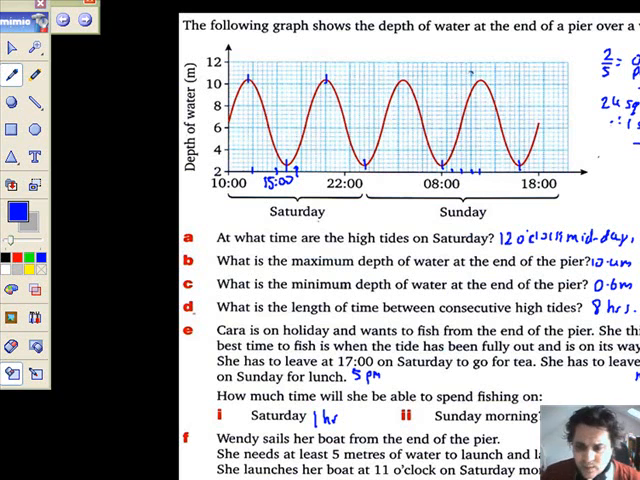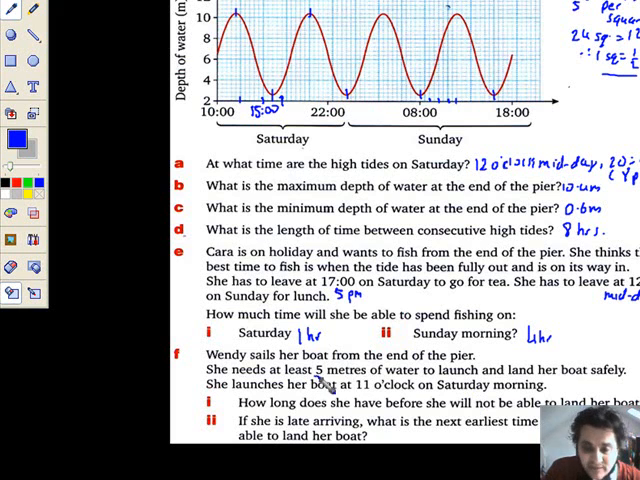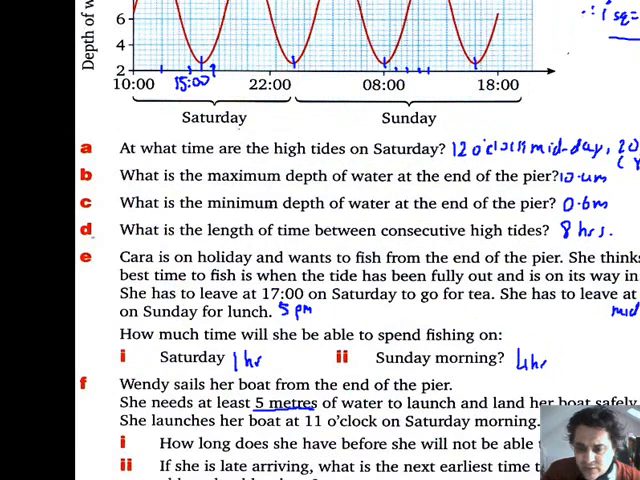Right then, Wendy, what's Wendy going to do? I'm dreading this next question. Wendy sails her boat from the end of the pier. She needs at least 5 meters of water to launch and to land her boat safely. That's an important number. She launches her boat at 11 o'clock on Saturday morning. Right, how long does she have before she will not be able to land her boat? So how long can she stay out in the water basically? She launches at 11 o'clock on Saturday morning.